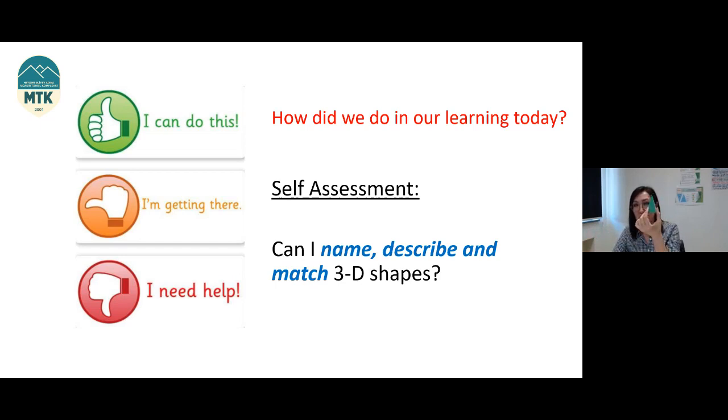What about this one? Is it a triangular prism or a pyramid? It's a pyramid. Well done. And the final, last shape. Okay, what's the name of this one? Well done, triangular prism. That's correct. Yes, you can name it.